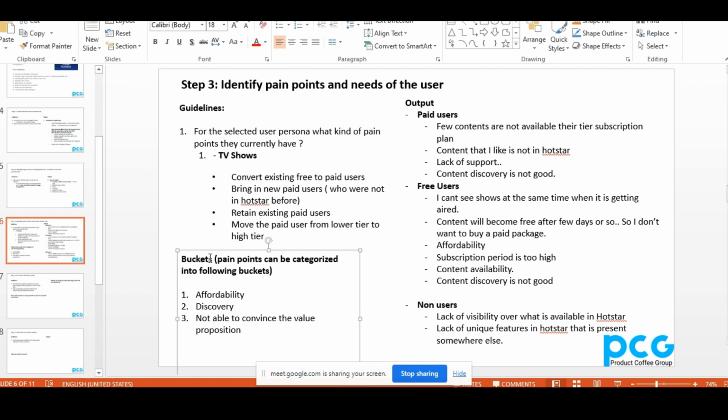For paid users, again, similar challenges. So the paid users have already converted. That means at least your basic offering is correct. You have definitely convinced them with respect to at least the content availability on the platform to some extent.